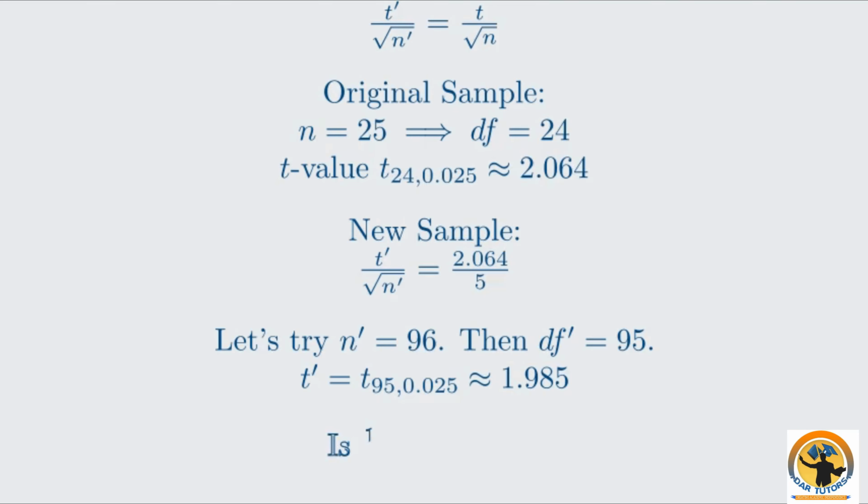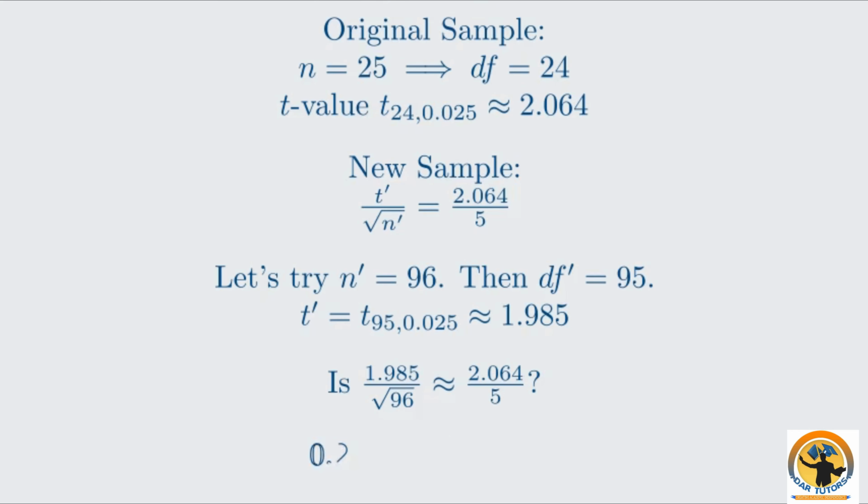Now we check our equation. Is 1.985 divided by the square root of 96 equal to 2.064 divided by 5? We find that 0.202 is approximately 0.413. This doesn't work, so we need a different approach. Let's restart with a more direct method.